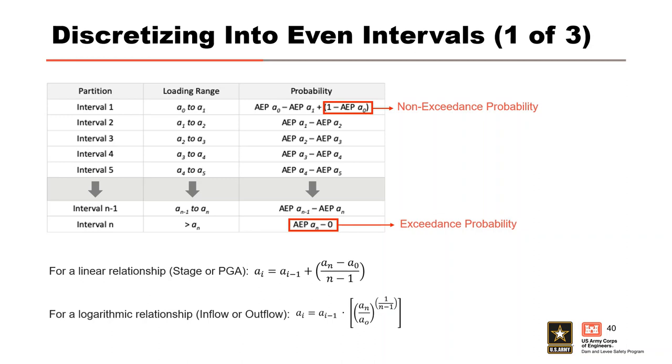The formulas for discretizing into even intervals are provided at the bottom of the slide. The default for tools like RMC QRA calcs and RMC total risk is to use even intervals, but like I said earlier in this presentation, if you're going to use even intervals, you need to make sure you use enough of them to account for inflection points in the loading, the system response, and the consequences. Also, when we say even intervals, we mean all but one even intervals because that last interval will be for the exceedance probability. So for n equals 10, we will end up with 10 total intervals, 9 that are evenly spaced, and then one interval for the exceedance.